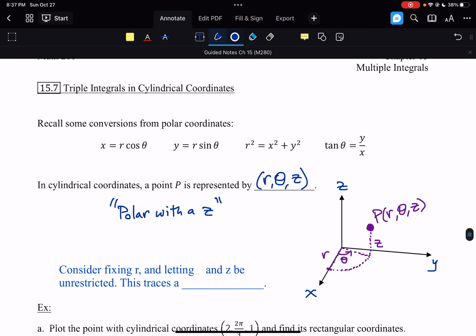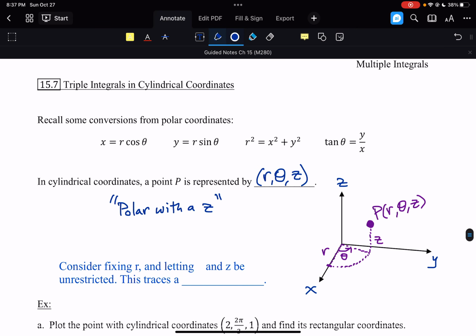So if we want to describe a point in 3 space, we could use rectangular coordinates, right? Cartesian coordinates, what we're used to with x, y, and z. Or we could use polar for the 2-dimensional portion and then go up with the z. So you can see over here, r is giving us that distance away from the origin. Theta is telling us how far around to go. And then z tells us how far up to go in order to get to a point in 3 space.